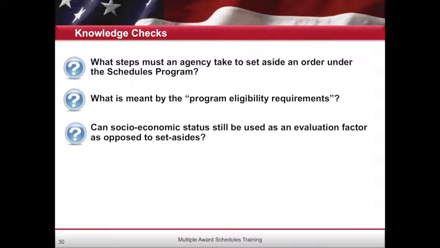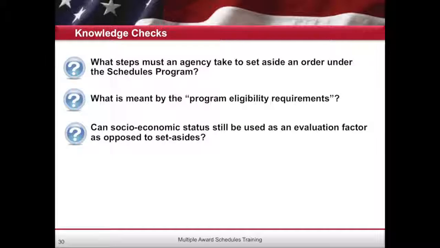Here's a good one. What is meant by program eligibility requirements? Generally that means that some of the restrictions, like on the 8(a) program that SBA has put out, or the Women-Owned Small Business Program, apply. And we've got one last one here. Can socioeconomic status still be used as an evaluation factor for award as opposed to set-asides? Yes. All right.